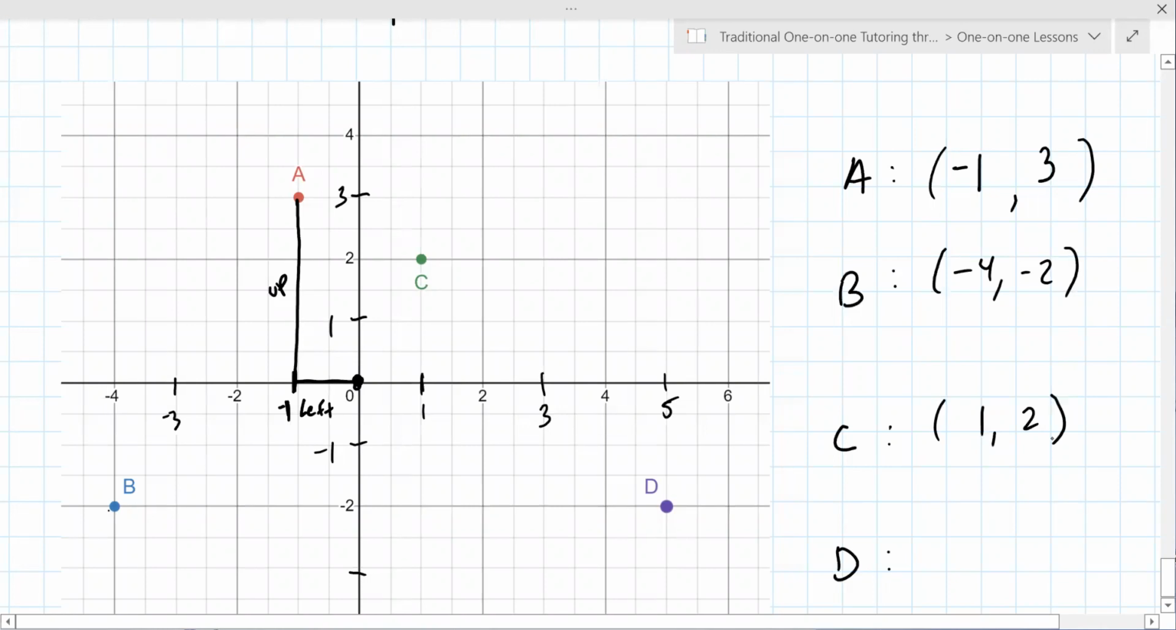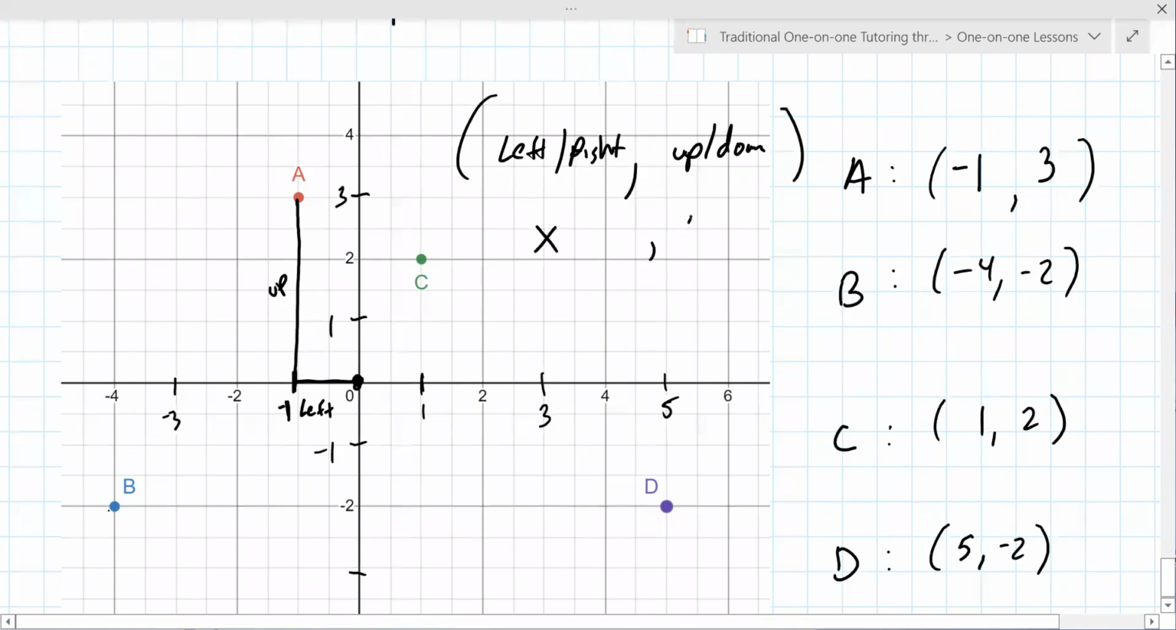Nope. 5, -2. Why is it 5, -2? Because you remember you saw that there's 5 right there and there's a -2 right there. But you first go left or right, then you go up or down. That's why. Left or right is X, up or down is Y.